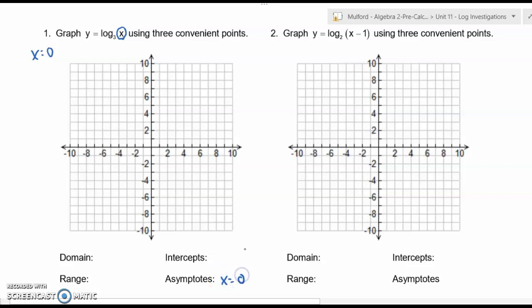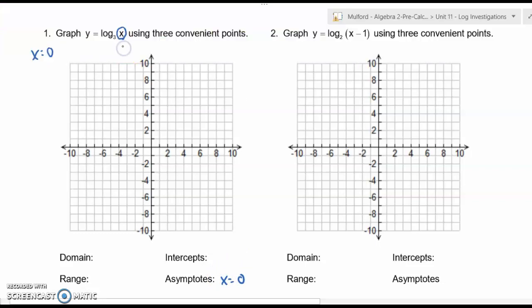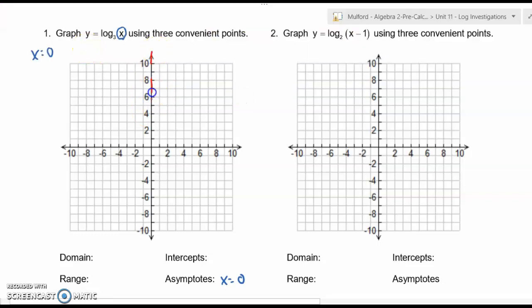I'm going to draw that in, let's go with green. That should show up a little bit. Let's go red. That should really pop on the graph here if I make it red. There we go. So I've got my vertical asymptote.